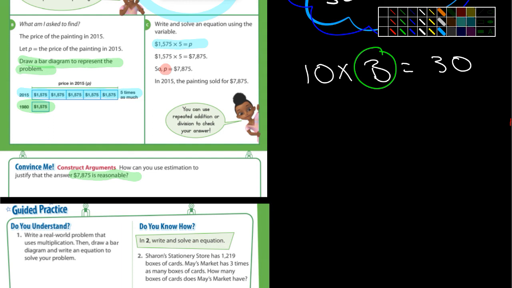60. What's 60 plus 15? 75. So, if we just rounded this to 1,500, 1,500 plus 1,500 is 3,000. 3,000 plus 3,000 is 6,000. Plus 75, so 7,500, which is kind of close to, where are we here? This. So, I would say it's reasonable. That's what they're asking. That's what they were talking about there. Okay? All right.